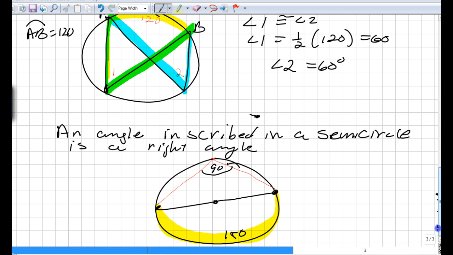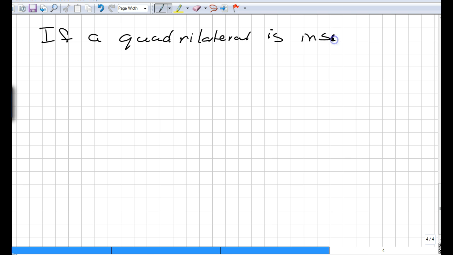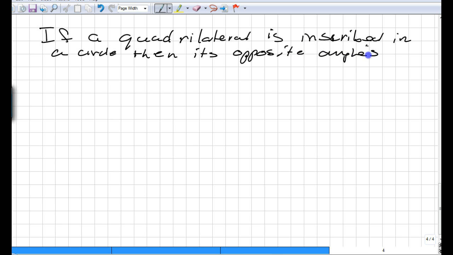And then we have another corollary that says if a quadrilateral is inscribed in a circle, then its opposite angles are supplementary.